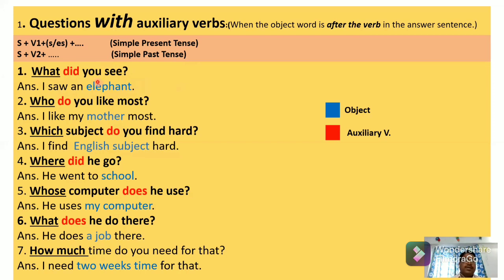Helping verbs help us to make questions, right? That is why they are called helping verbs. Correct? So what is the question word? D is the helping verb, U is the subject, and C is the main verb. See, what is the answer?